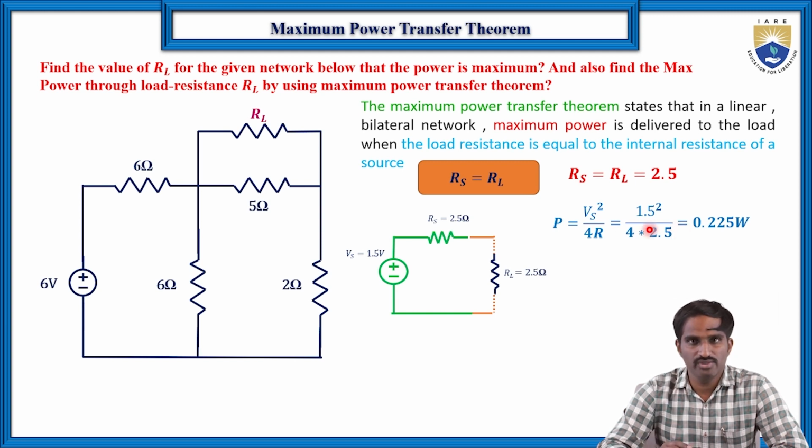So by using the maximum power transfer theorem and that condition, we can find the load resistance as well as the maximum power that is flowing through that load resistance.